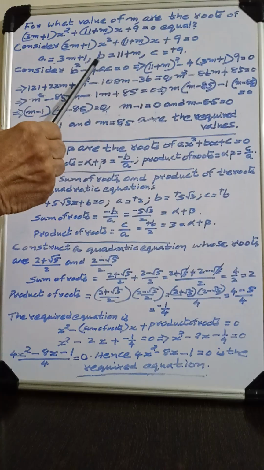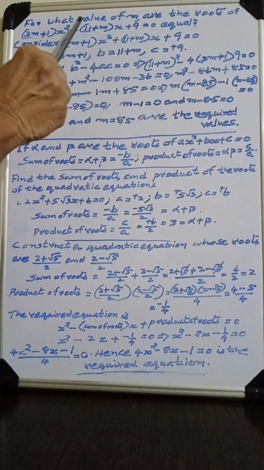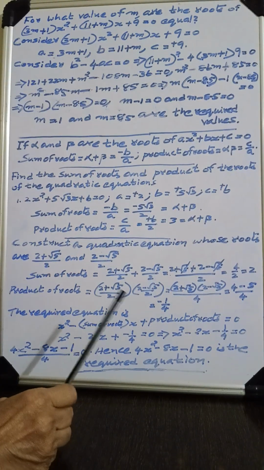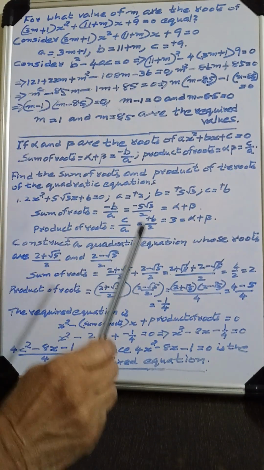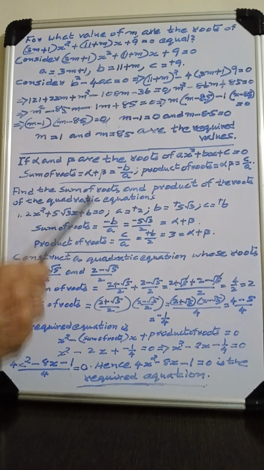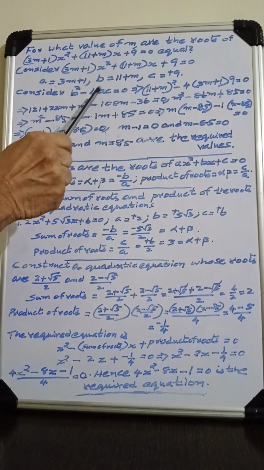Consider b squared minus 4ac equals 0. Why? Here they have already given that the roots are equal. If the roots are equal, b squared minus 4ac equals 0. Therefore, we are using the concept b squared minus 4ac equals 0.